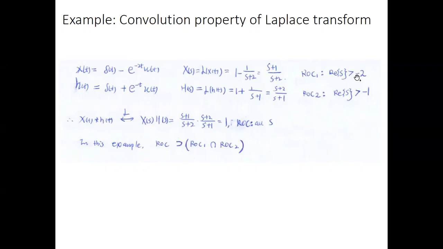ROC1 larger than minus 2, ROC2 larger than minus 1, their intersection is larger than minus 2. This is the intersection of the two ROCs. But the ROC of the convolved signal is all the S. So the ROC strictly contains ROC1 intersecting ROC2 in this case. So this is strictly containing. Okay.